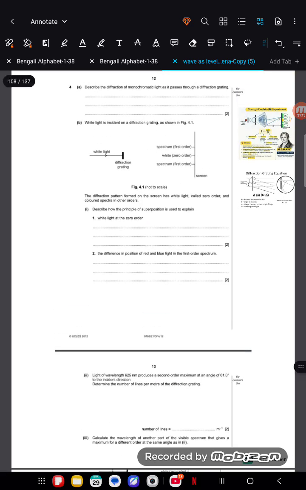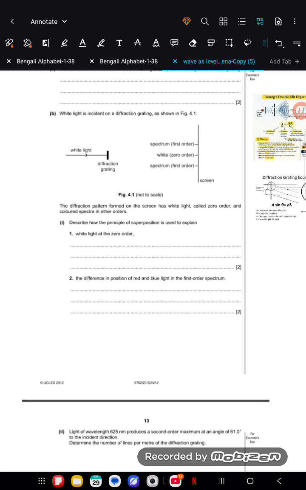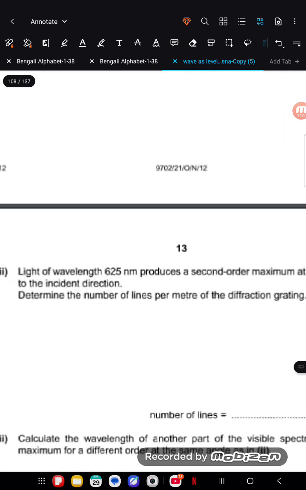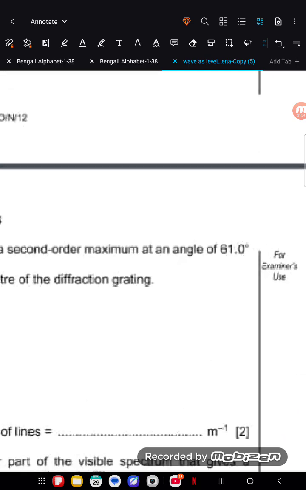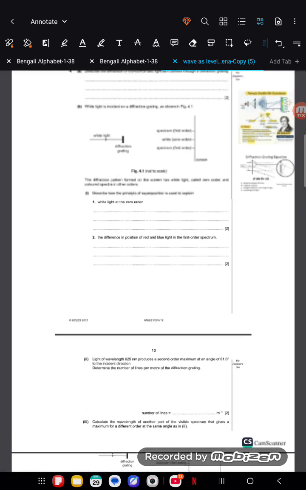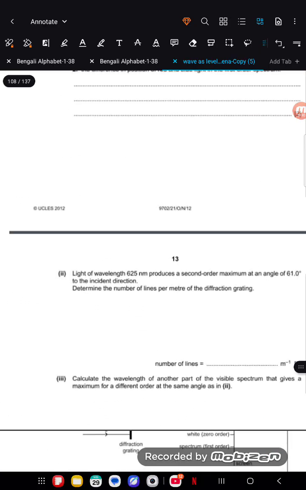So this is October 2012, question number 4. So here first order, this is n is 1, right? Here they have given you wavelength 625 nanometer. You will change into meter. Second order means n is 2. Angle is given, 61, right? So sine theta is sine 61.